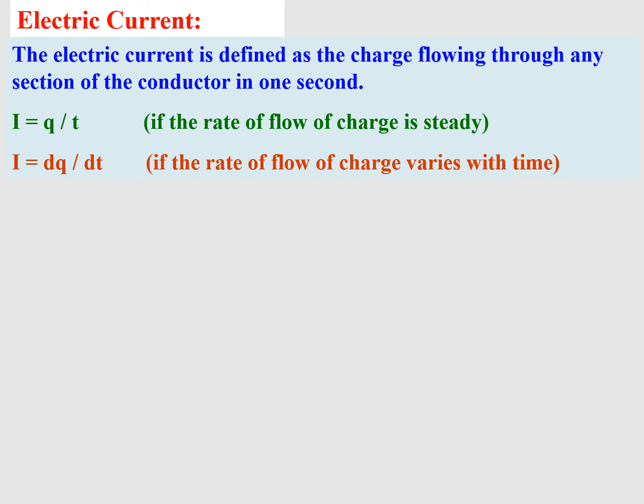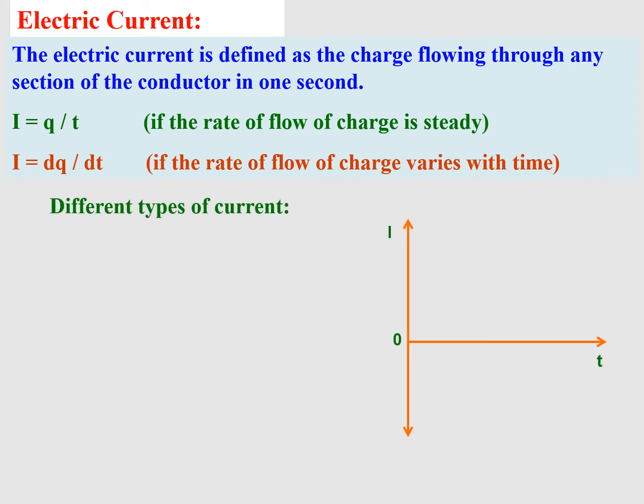It means that if there is variation in the flow of charges with respect to time, we call it variable current. There are different types of current: steady current, varying current, and alternating current. Let's discuss its types with the help of a graph.